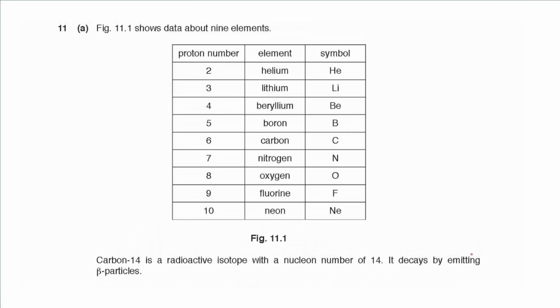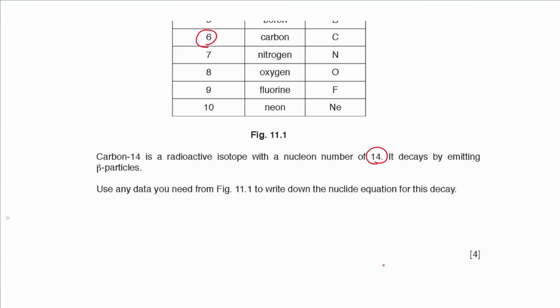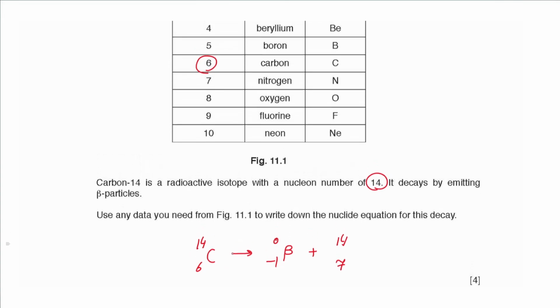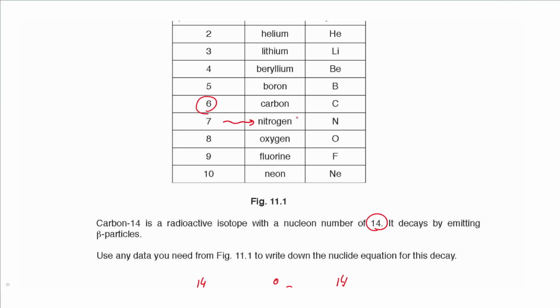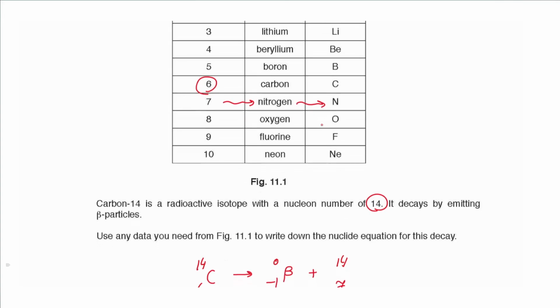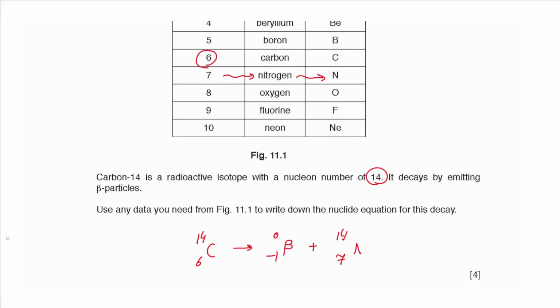Now for carbon we have the proton number 6 and we have the nucleon number 14. We can use the equation for the decay. So carbon 14 nucleon and 6 proton numbers, and we have a beta emitted which has numbers 0 and -1. So the new element must have a nucleon number 14 because 14 plus 0 is equal to 14, and a proton number 7 because 7 minus 1 is equal to 6. So we check the table for a proton number 7. This is for nitrogen and the symbol for nitrogen is N. So we complete the equation by writing here N.